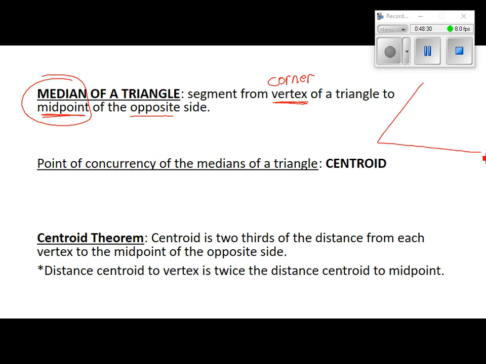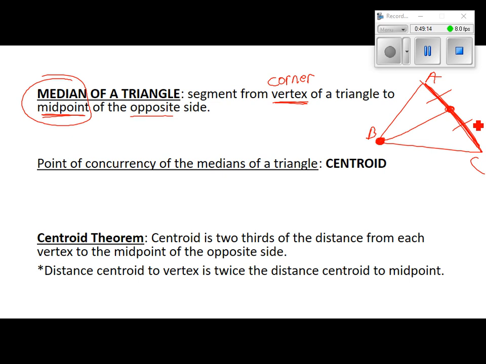So if I draw this triangle, got triangle ABC. Pick me a corner. B. Which side is opposite angle B? Segment what? CA. That side is the opposite side. So a median does this. It starts here, and it goes to the midpoint of that opposite side. That's all a median is. It starts at a corner and hits the midpoint on the opposite side as it's going through it. That's a median.